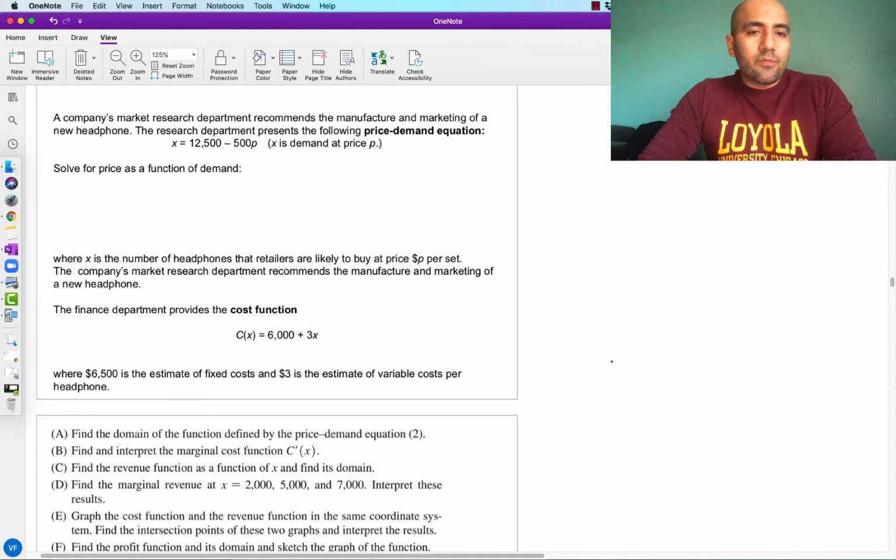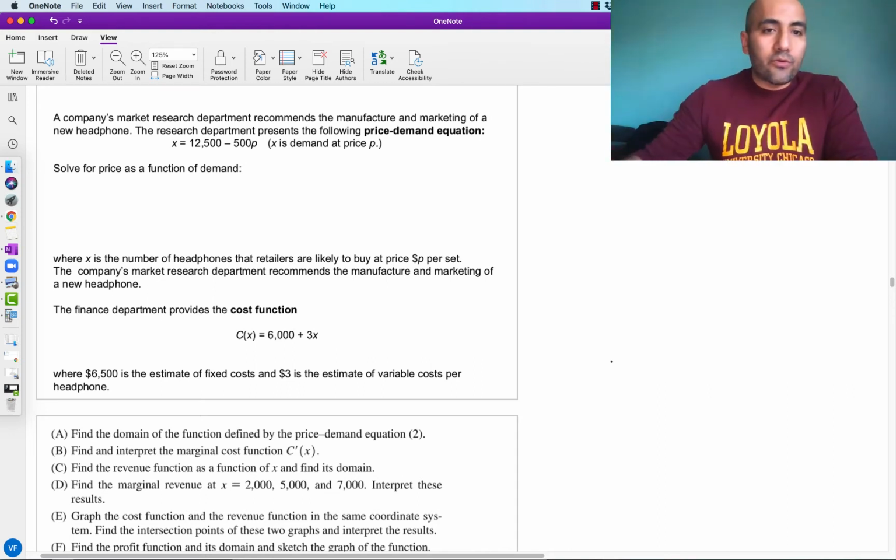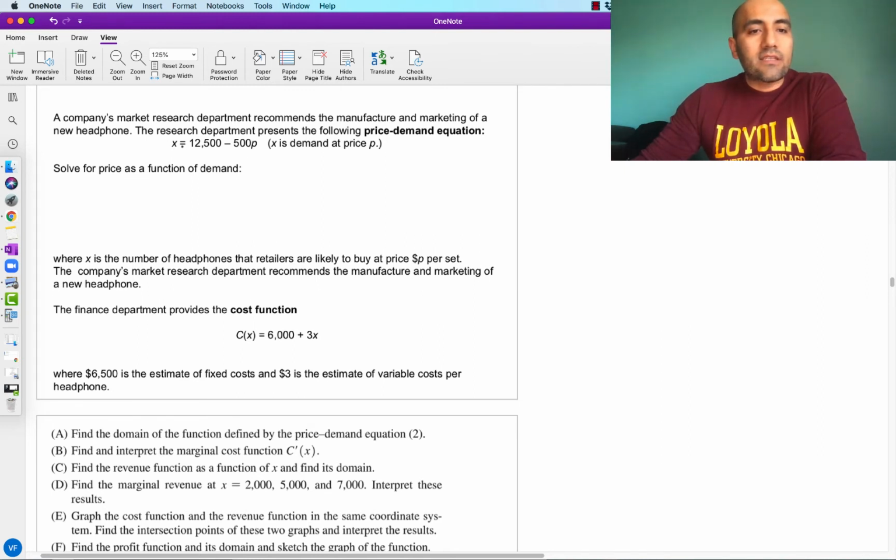Okay, a company's market research department recommends the manufacture and marketing of a new headphone. The research department presents the following price-demand equation. And here it is: x equals 12,500 minus 500p, where x is demand at price p. Lowercase p is the price of these headphones, $70, $100, $200. So there is some value per unit, the price of the headphones. That would be this. And based on the price, we can see x, the expected demand for these headsets.